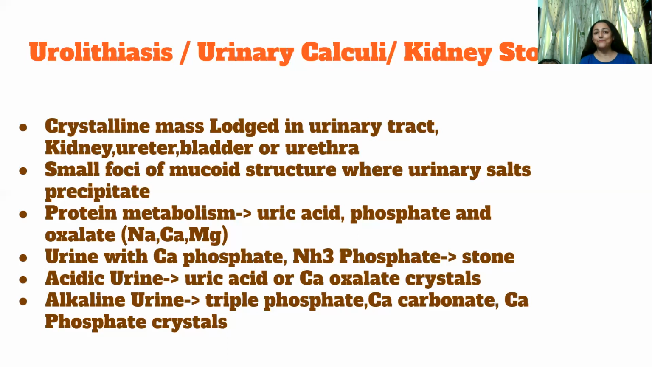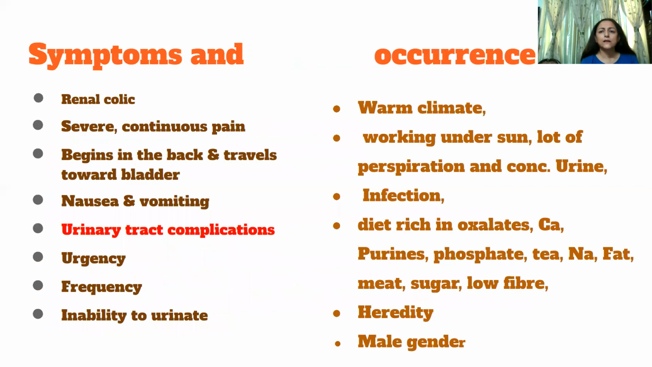Interestingly, if the patient has alkaline urine, the pH is higher. So what will happen? This will lead to triple phosphate, calcium carbonate, and calcium phosphate crystals. So again, there will be stones, but they will be of a different kind. So let us see what the occurrence and symptoms of these kidney stones are.